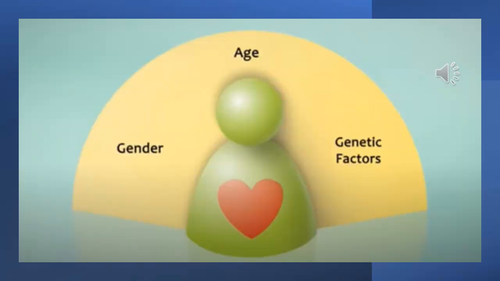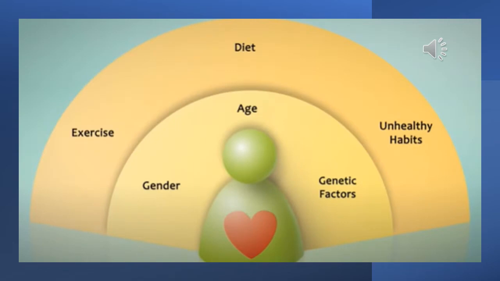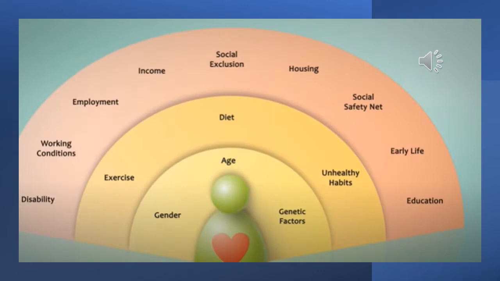The social factors that affect health include gender, age, and genetic factors, which are individual-based factors. They also include factors related to behavior, such as exercise, diet, and unhealthy habits like tobacco smoking, alcohol consumption, and drug abuse. Moving further in the hierarchy of social determinants, there are other factors that are more socioeconomic, including disability, working condition, employment, income, and education.